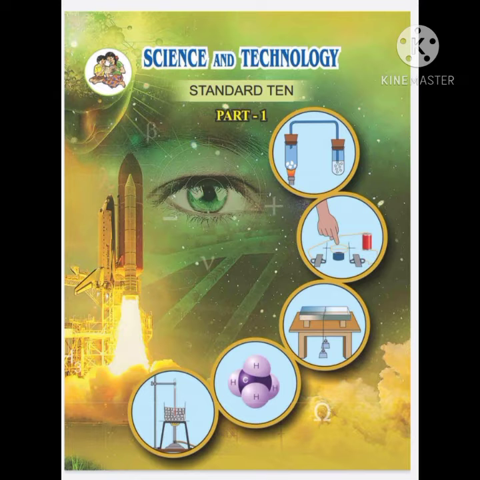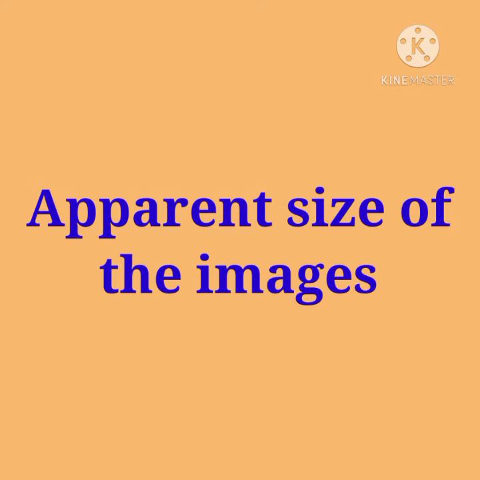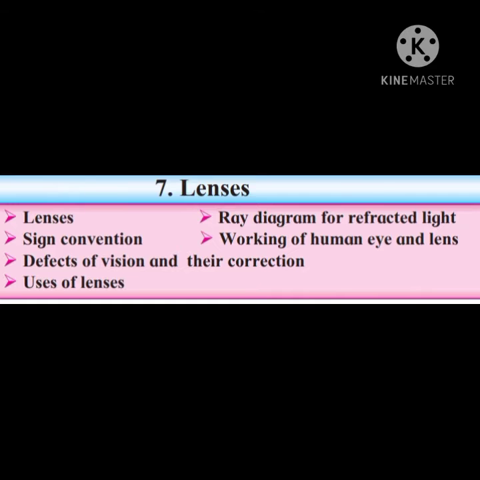Today we are going to study Science 1, lesson number 7, lenses. In that, we will study the remaining topics, that is, apparent size of the object and uses of concave lens. Apparent size of the object.